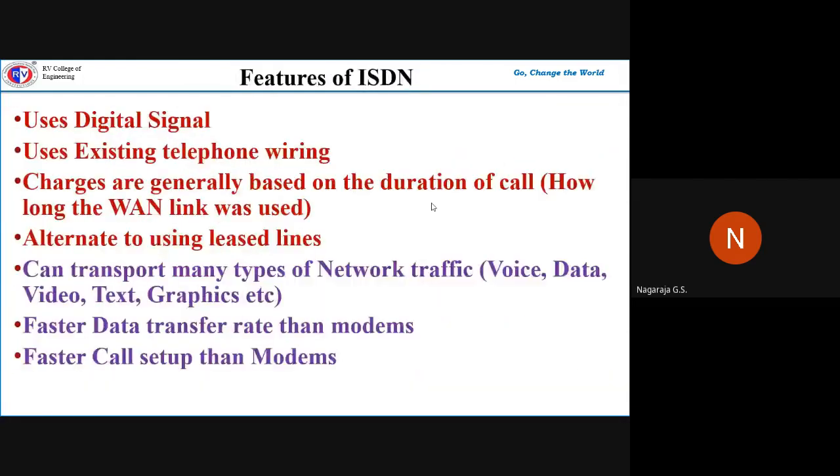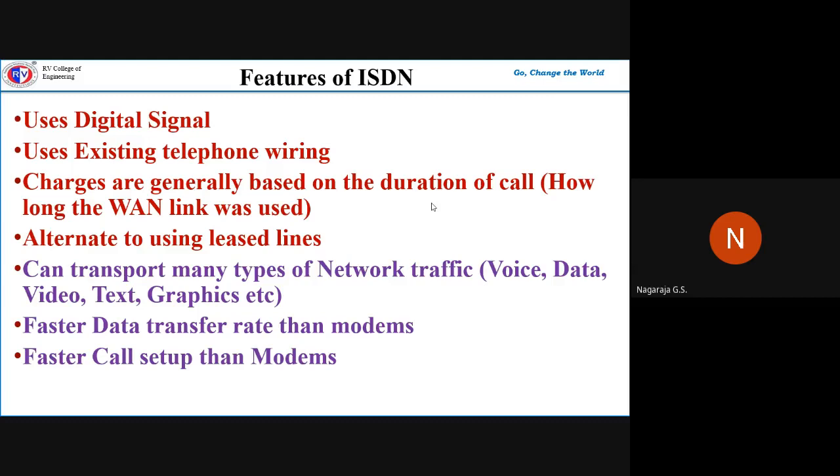Some of the features of ISDN, right? It uses a digital signal, uses existing telephone wiring. Charges are generally based on the duration of a call. I think you have come across that, because that's the reason your telephone call rate is very high compared to other data communication. Then an alternative to using leased lines, right? I mean, you have a different technology. Sometimes you can use the leased lines, or else think about alternative technology as well.